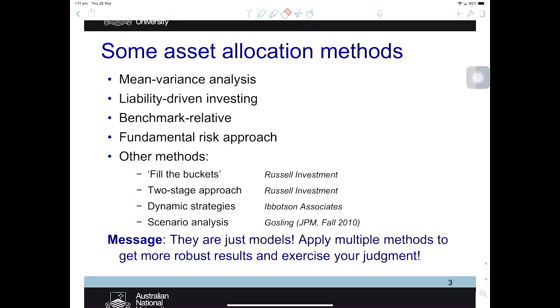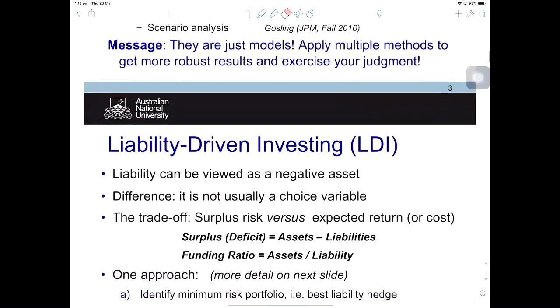So for your assignment, we might apply the mean variance analysis, benchmark relative, fundamental risk approach, and you might get some ideas from or apply fill the buckets, and very particularly, you probably want to apply the two-stage approach. These are much more relevant methods for your assignment. What I would still like to remind you is that these are analysis tools. We don't make asset allocation decisions based on output from any of these methods. It's still going to be your judgment.